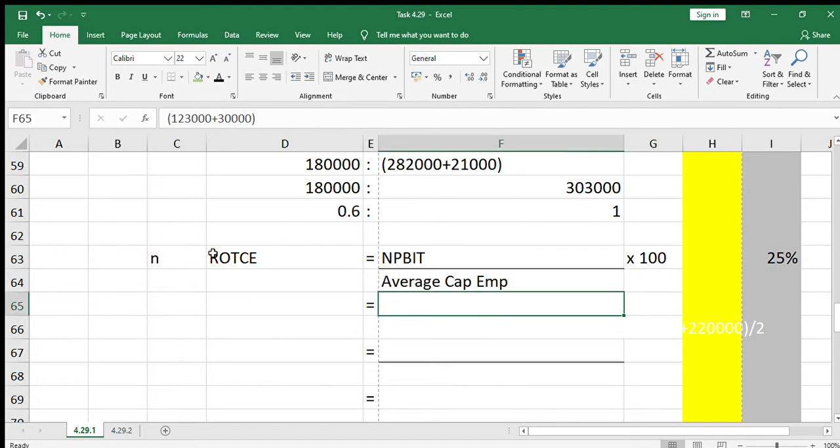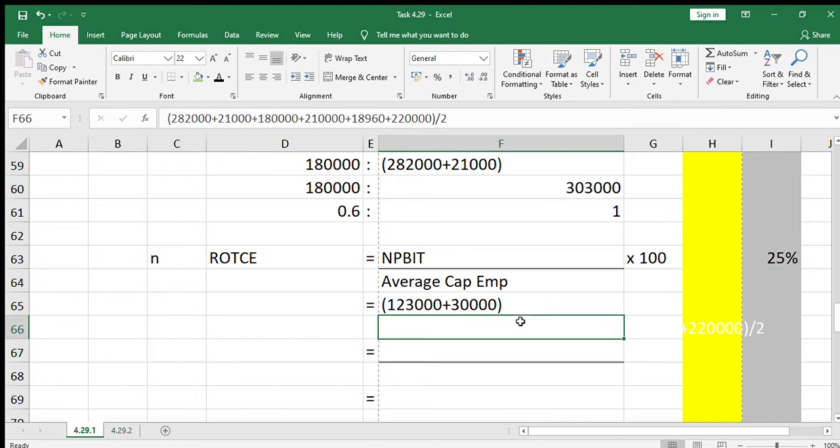So net profit before tax is being given to you, 123,000. To that, we just have to add on the interest. So we're going to add on 30,000. If you had net profit after tax given to you, you would add on the income tax and you would also add on the interest. But here we're using net profit before tax, so we just have to add on the interest.